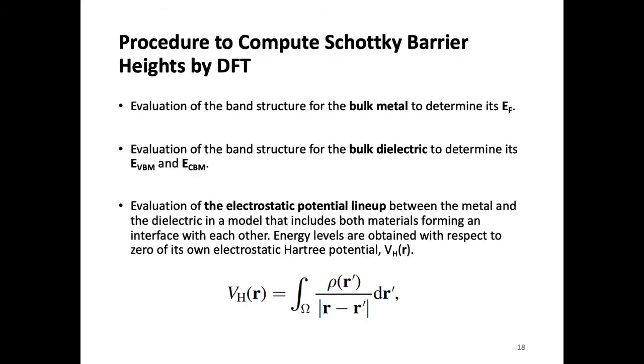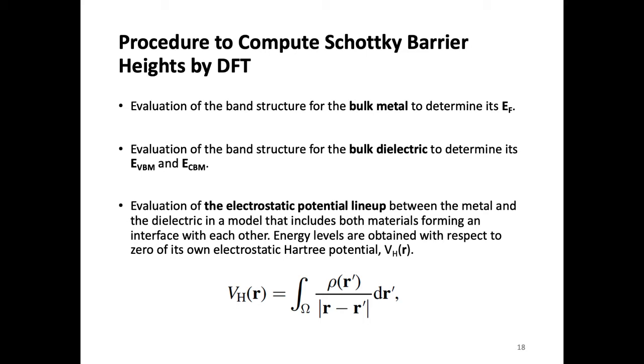So before digging further into some experimental results or details of this interface polarity compensation, let's think about the process to compute Schottky barrier heights by density functional theory, which can predict the type of interface as well as the charge density if we put two different slabs of oxides together. We first have to evaluate the band structure for the bulk metal to determine its Fermi level, and then we have to evaluate the band structure for the bulk dielectric, determining its energy level of valence band maximum and energy level of conduction band minimum.